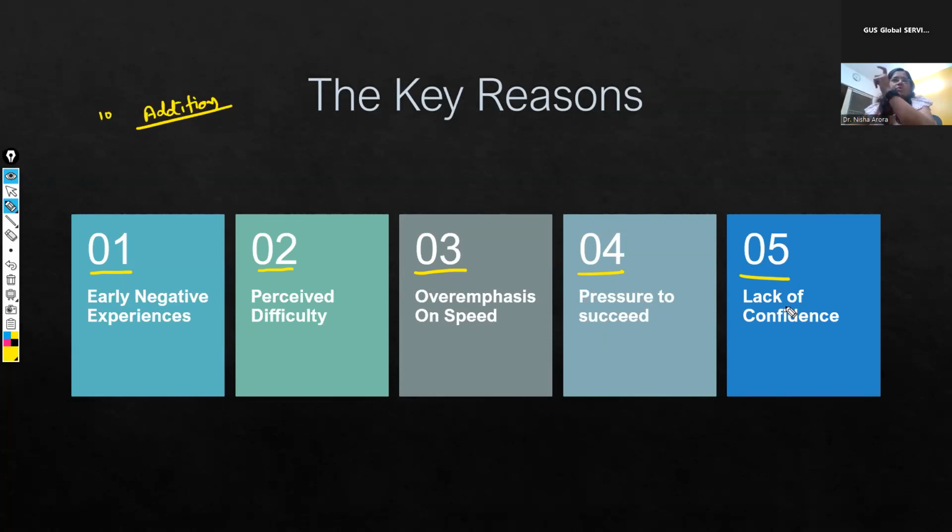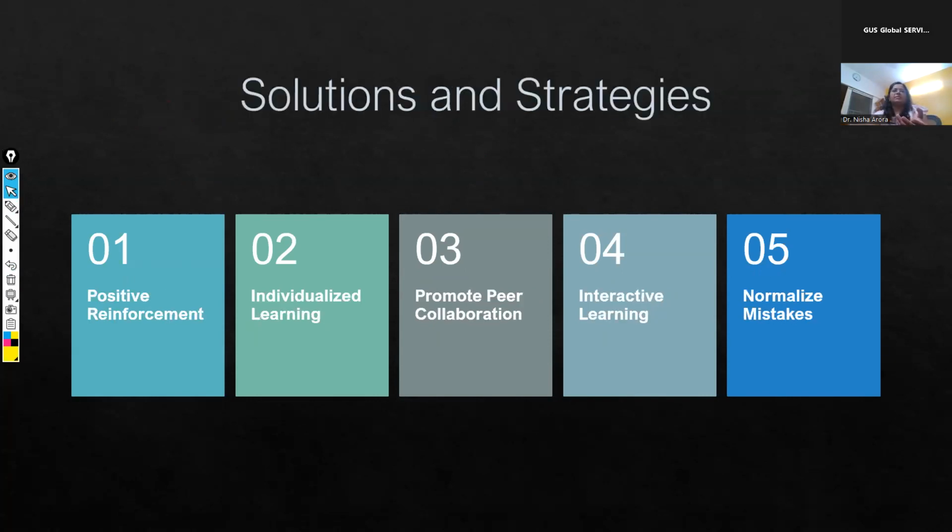If I ask, can you solve this problem? They will never raise their hand. They will say, I'm not sure I can do it, because they think that they are not good at it. So these are many reasons which are the main causes of math anxiety, math fear.